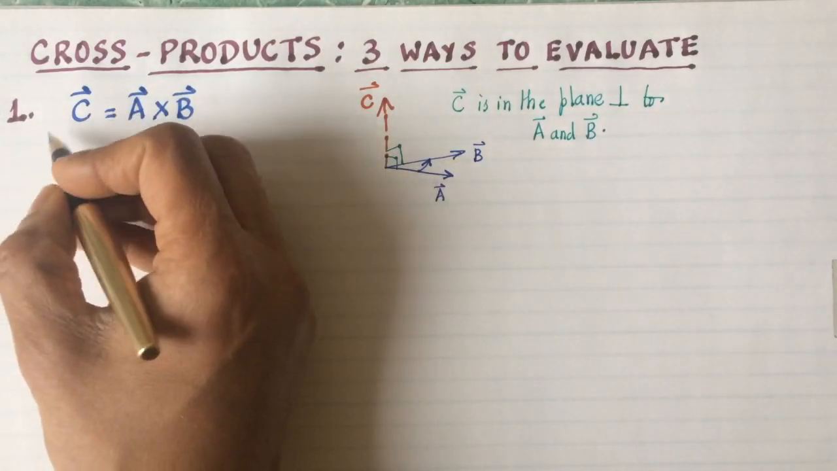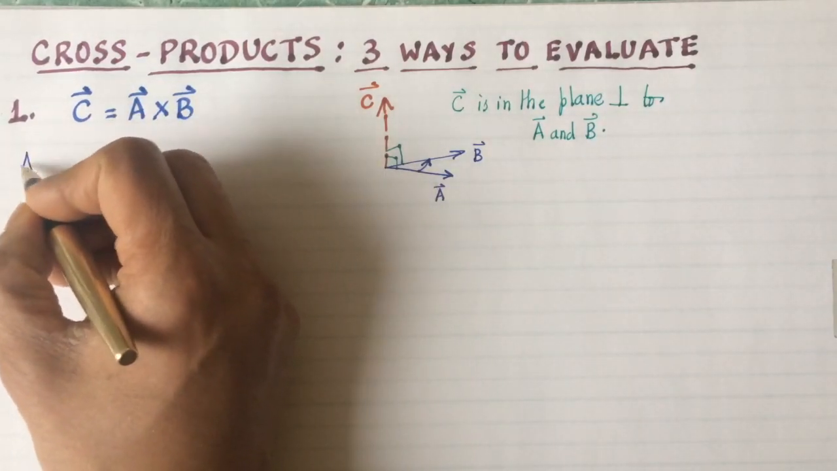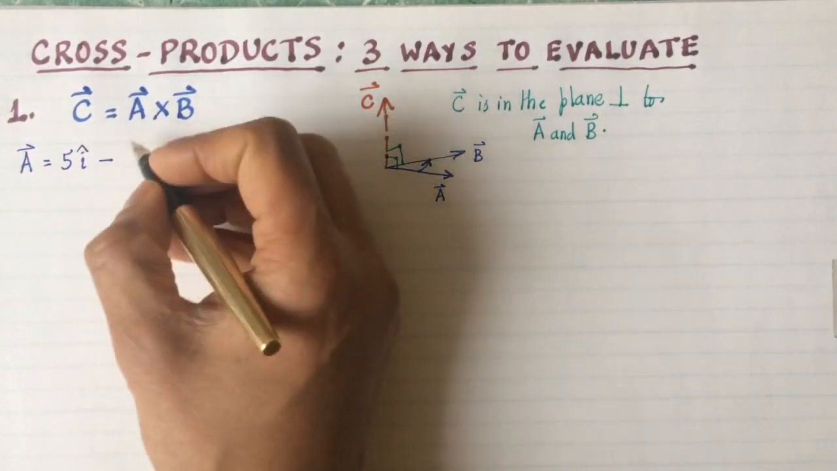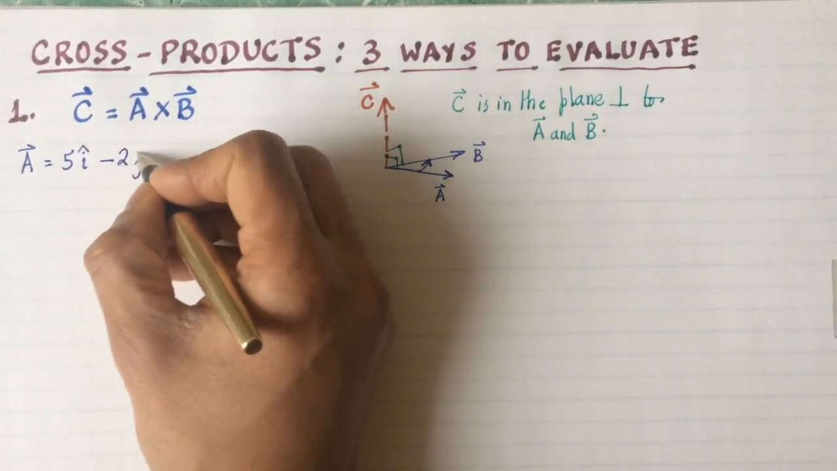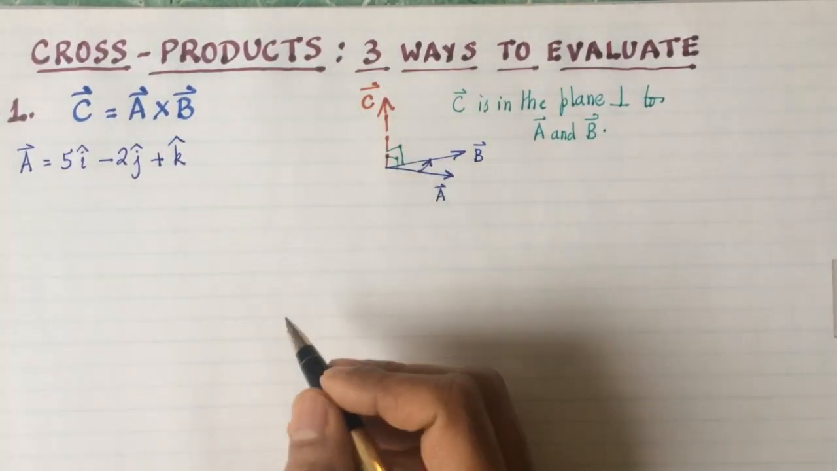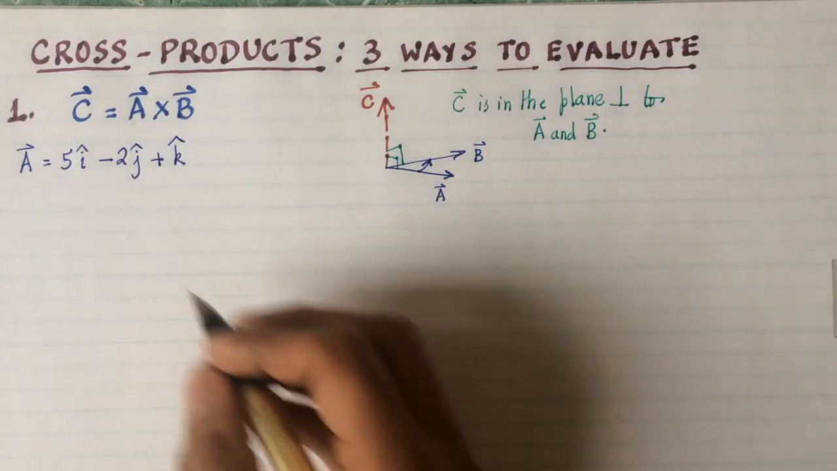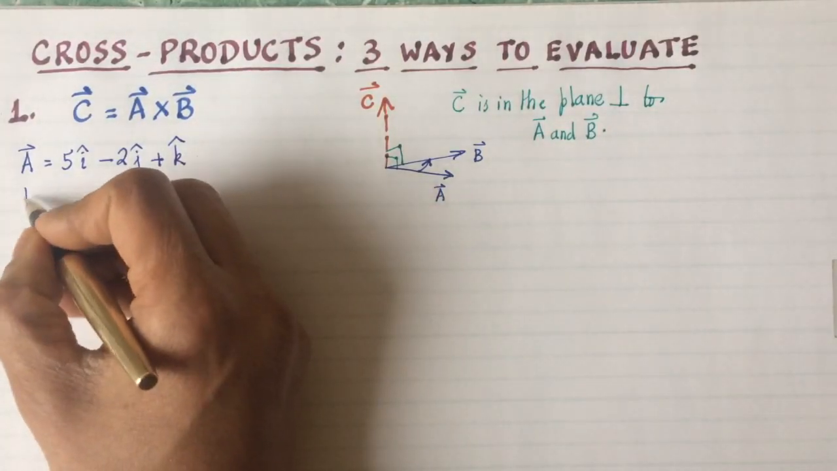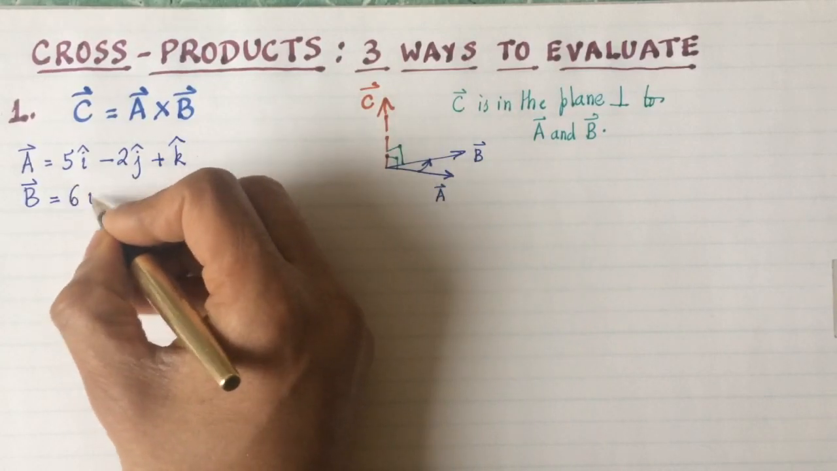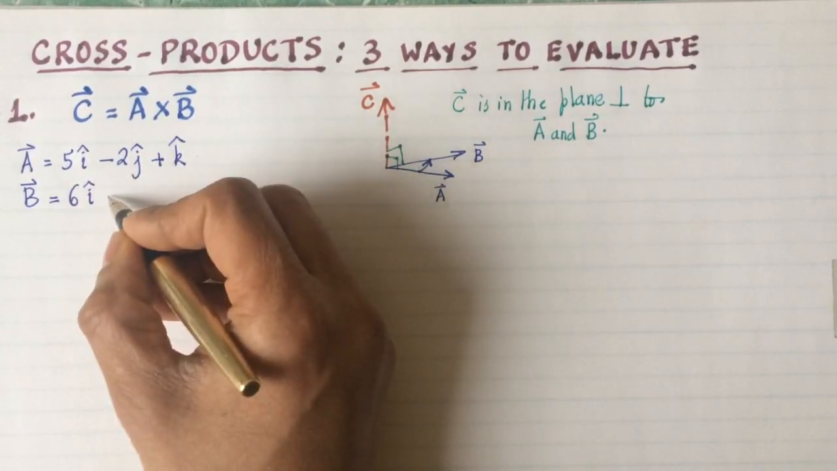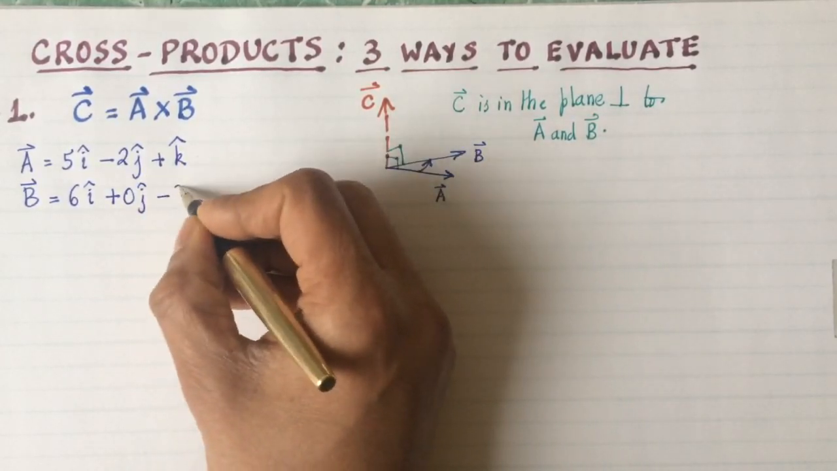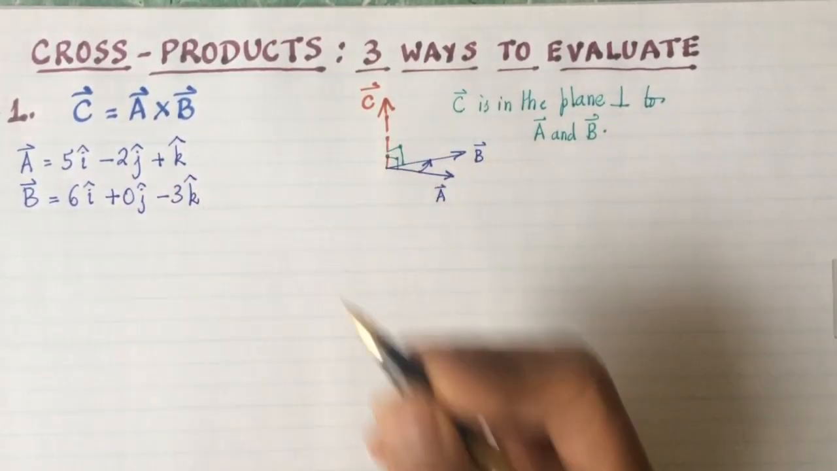So I'm going to take a specific example here of A equals 5i hat minus 2j hat plus k hat. And I'm just randomly picking numbers here. I have no reason to prefer this over anything else. Let me just take B as 6i hat, and just to make things easy, I'll take one of the components to be 0 j hat, and I'll take some negative 3k hat here.